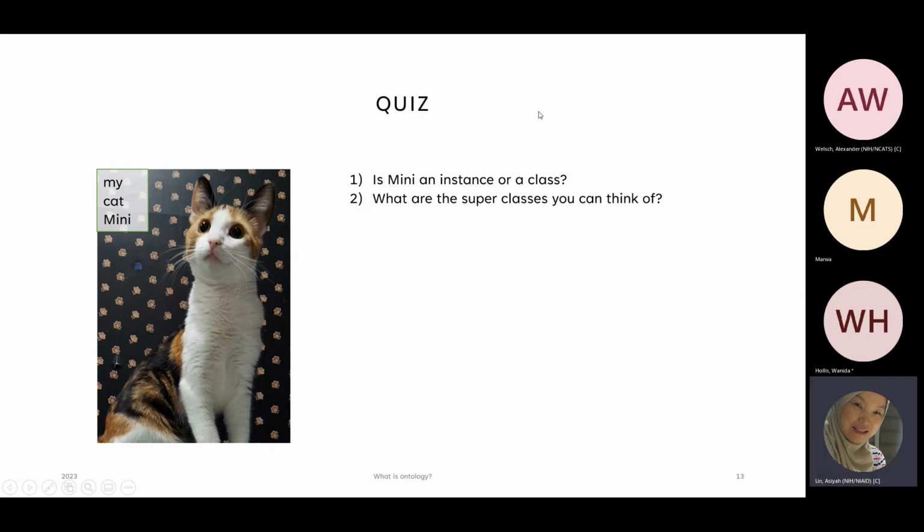Okay. So now I have a quiz. Is Minnie an instance or a class? My cat Minnie. Instance. Right, correct. Because she exists in this world. She's not an abstract concept, but do not use abstract concept as the differentiator of class and instance. An instance always instantiates a class. An instance itself cannot be instantiated.